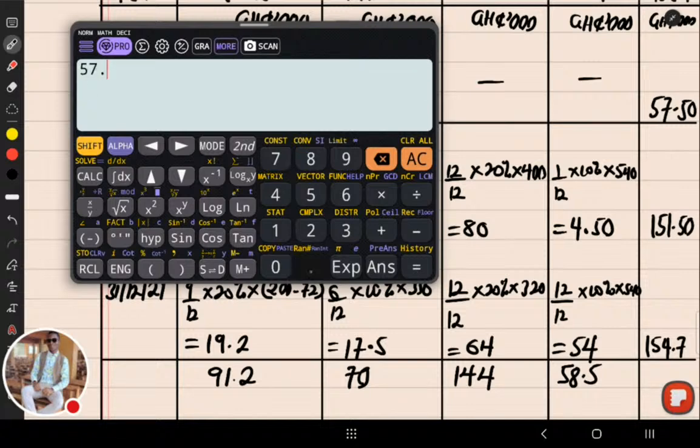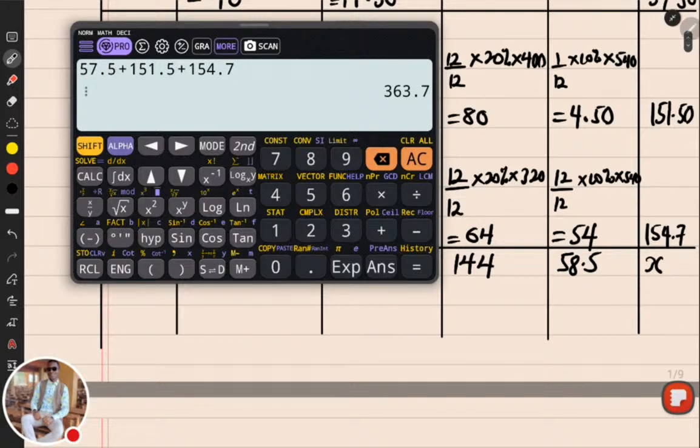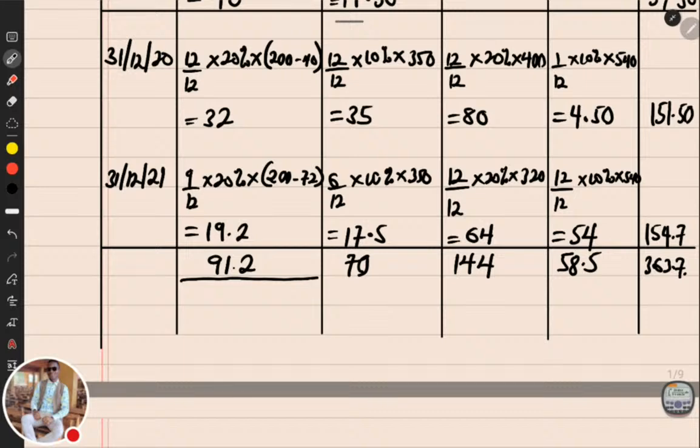So you can add on the row side so that you get the totals, or you can even do the column. So 57.5 plus 151.5 plus 154.7. So you're supposed to get 363.7. Write it all. 0.7, and you are true. So this also goes when it comes to their totals there. Just have to underline, double underline, they are good to go as the totals in the columnar form.